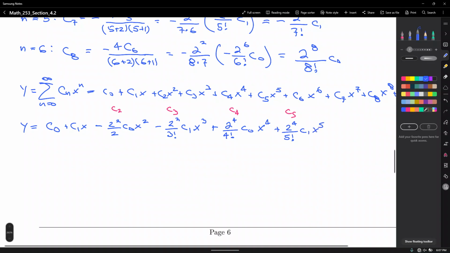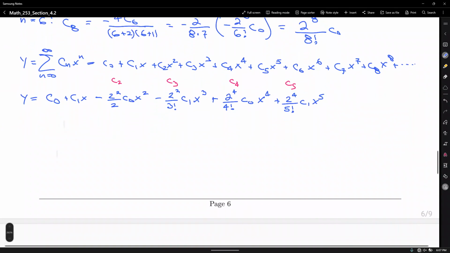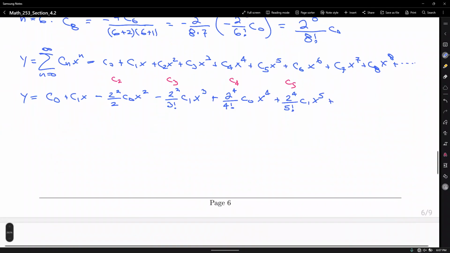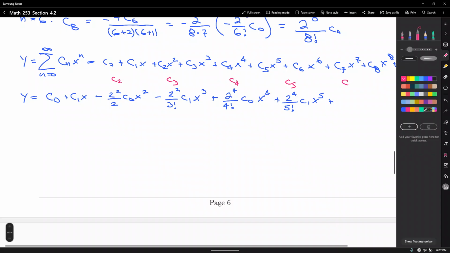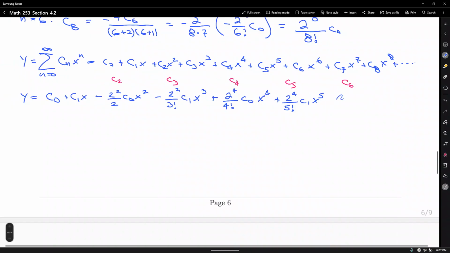Okay? All we're doing is simply substituting into the original series. So plus C sub 6. What was C sub 6 for us? Oh, actually, that was negative, isn't it? That's back to negative 2 to the 6th power over 6 factorial, C sub 0 x to the 6.